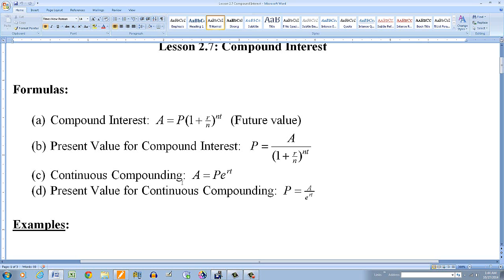Continuous compounding. A is equal to P, that's the amount invested, and E of course is your exponential, and the exponent is again RT. R is the rate of compounding, and T is the time in years. And then again, to get the present value, I simply take the formula in C and solve it for P, and I get P is equal to A over E to the RT. Okay, so these are the formulas that we're going to be using, and I will be using my graphing calculator to solve most of these problems, or actually all of the problems.